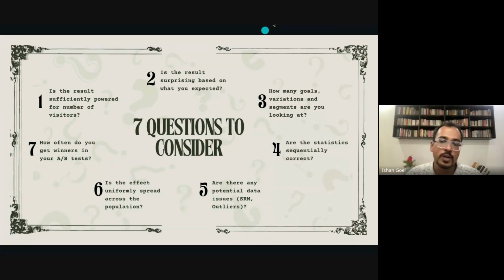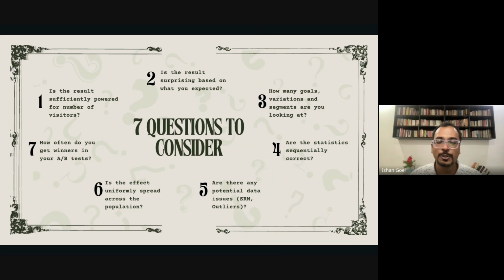Now, the third question is, how many goals, variations, and segments are you looking at? This is a very interesting counterintuition about statistics. The more numbers you see in statistics, the more chance that you get a winner by chance, as a false positive. So suppose I create 20 variations in my test, and I'm looking at a winner at 95%, then it is very likely that at least one of those 20 variations will give out a winner.